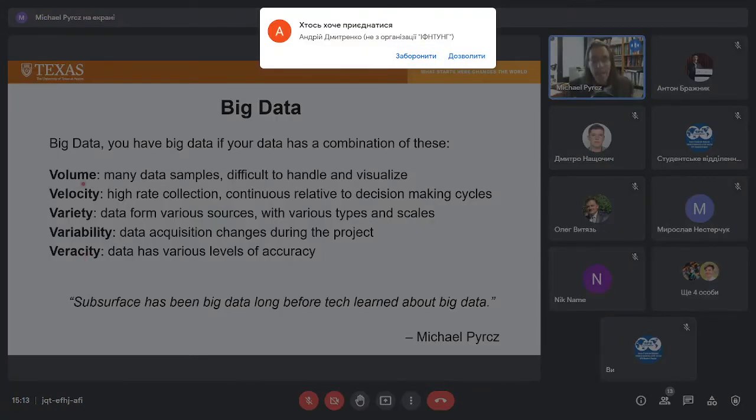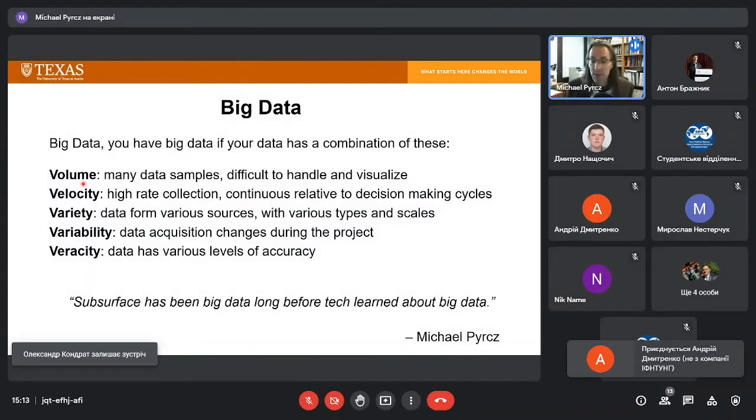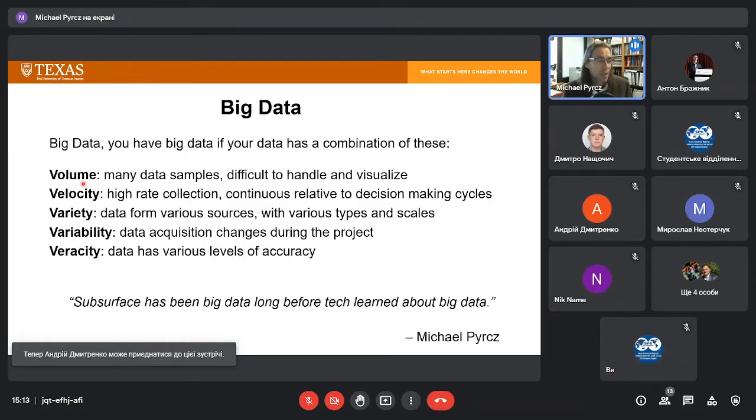Volume: many data samples, difficult to deal with. Now let me ask you this. In oil and gas, do we have big data? Do we have many samples to work with and difficult to visualize? Well, of course we do. When we have seismic acquisition in the Gulf of Mexico, the data transmission rates rival that of Google or JPL or any of these other big data companies. We have big data for volume.